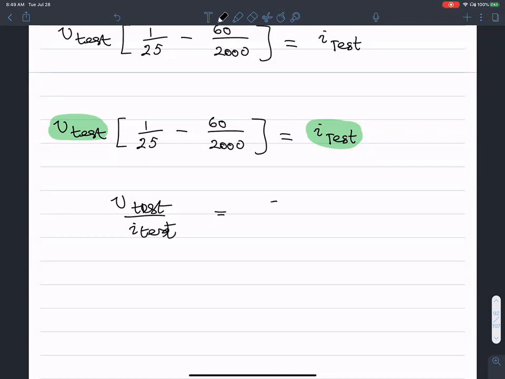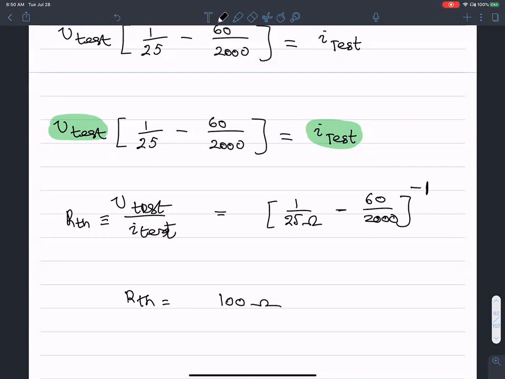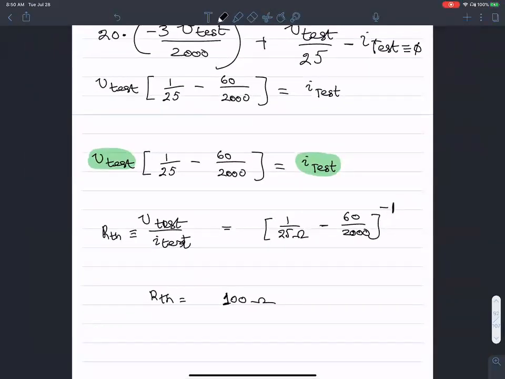which simply is 1 over 25 minus 60 over 2000 in the denominator. Okay, so if you solve that, this guy is R Thevenin. R Thevenin will come out to a value of 100 ohms. Okay, so that's the idea of finding R Thevenin using the test voltage and test current method.